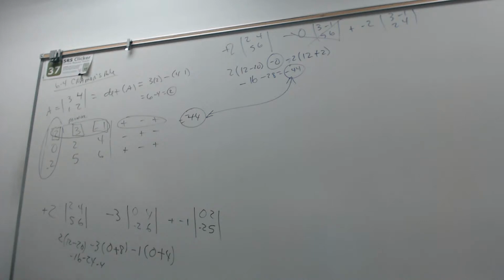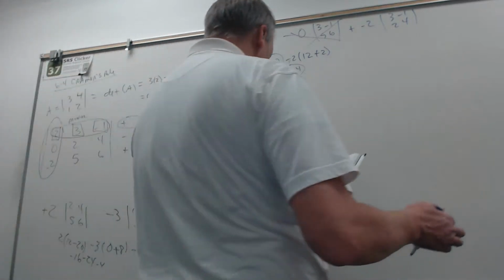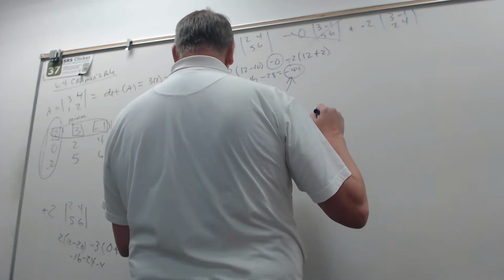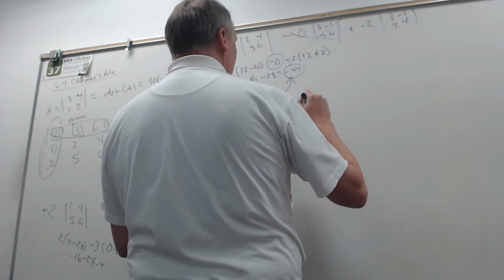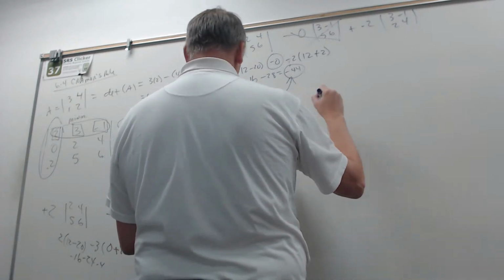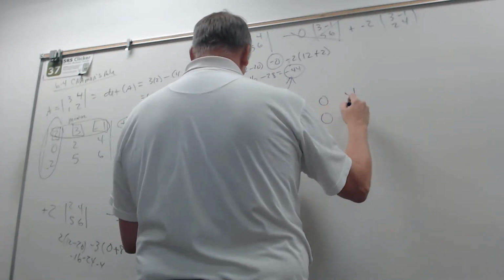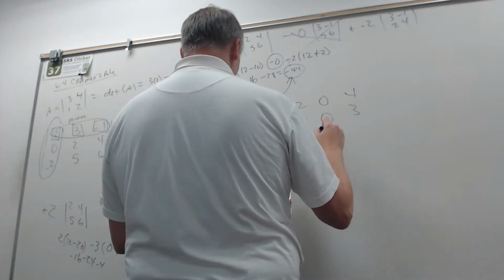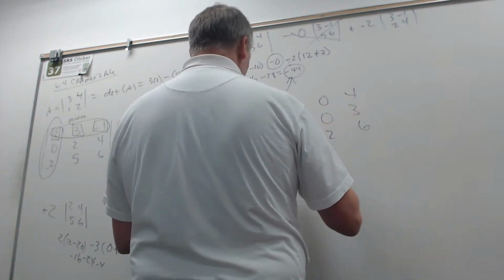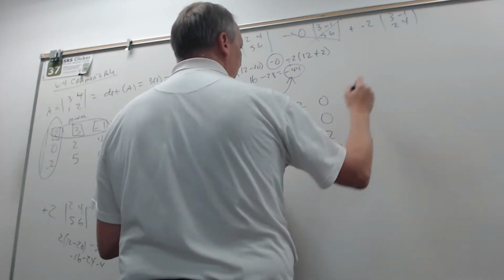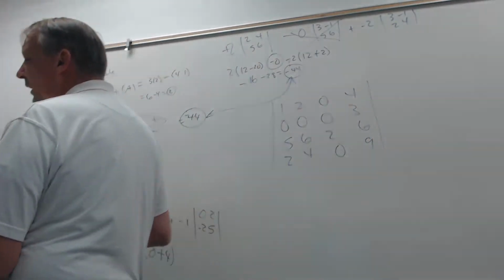Okay, well, this is interesting. I don't normally do a 4 by 4, but we'll do this one just for fun. This one's special. Okay? The matrix is: 1, 2, 0, 4; 0, 0, 0, 3; 5, 6, 2, 6; 2, 4, 0, 9. Now the idea works the same.